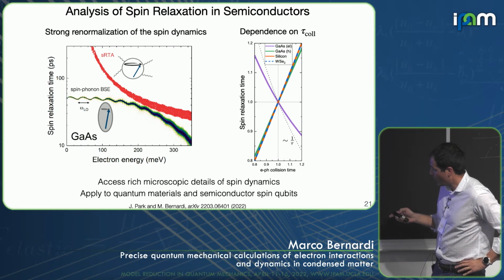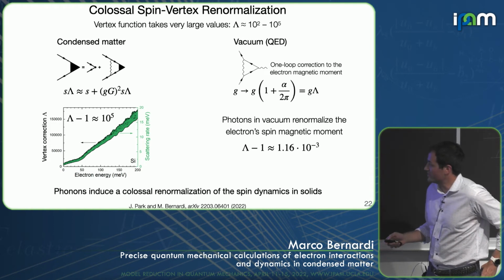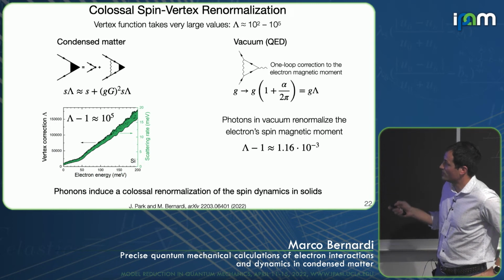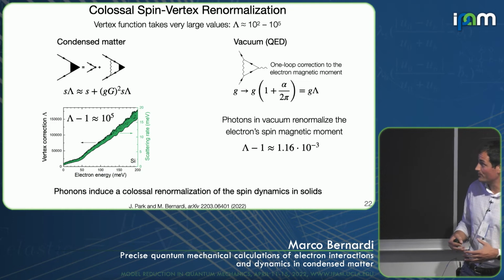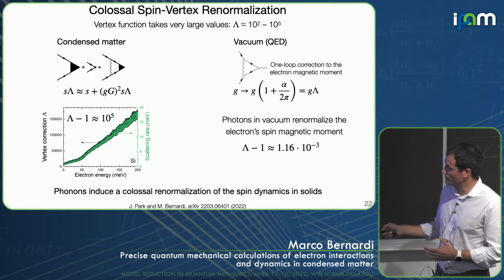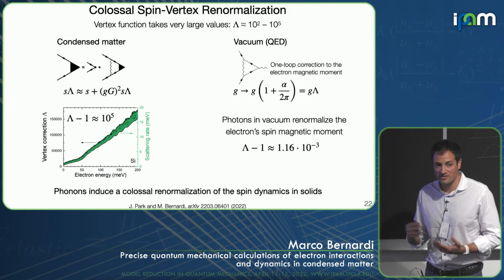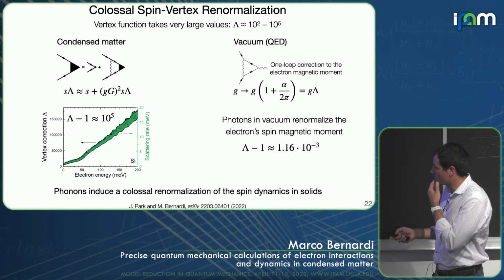systems. What I find really interesting, and to me almost mind-blowing, is that if you look a little bit deeper into this vertex function, basically you realize that it provides a colossal renormalization of the spin dynamics. The reason is, for example, if you plot the vertex function in silicon, you see it has values of about 10 to the 5 that are weakly temperature dependent. And in other systems, we have found values that are between 100 and 100,000. Is that small or large?